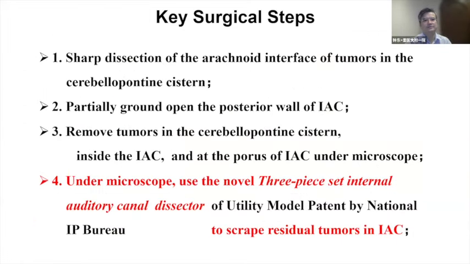Key surgical steps. One, sharp dissection of the arachnoid interface of the tumor in the cerebellopontine cistern. Two, partially grind open the posterior wall of the IAC. Three, remove tumor in the cerebellopontine cistern, inside the IAC and at the porus of the IAC under the microscope. Four, under the microscope, use the novel three-piece set internal auditory canal dissector to scrape residual tumors in the IAC.